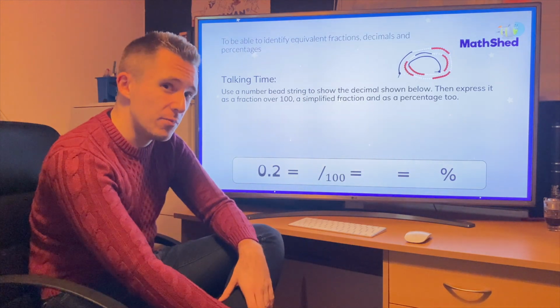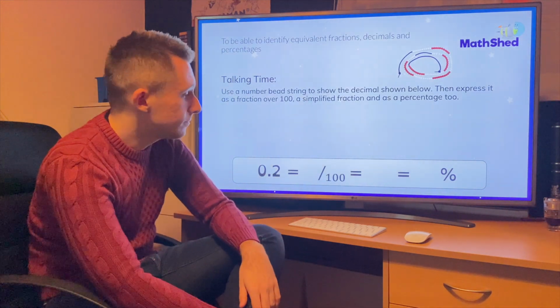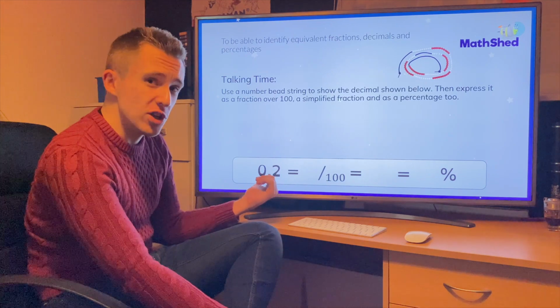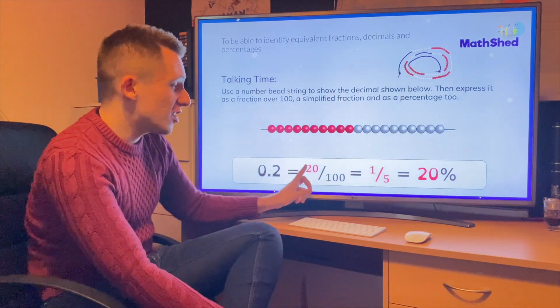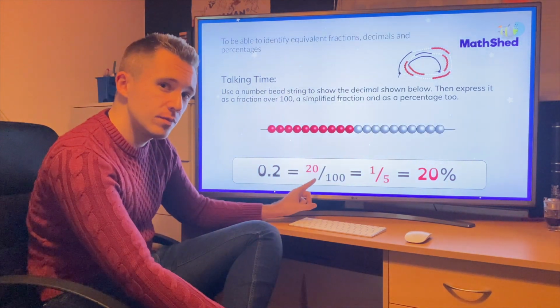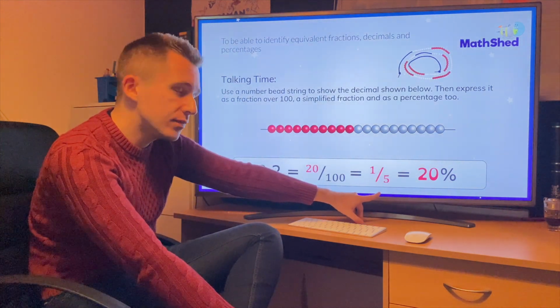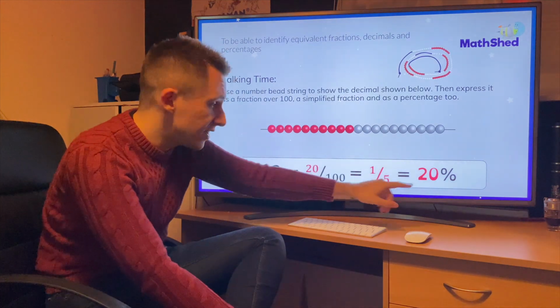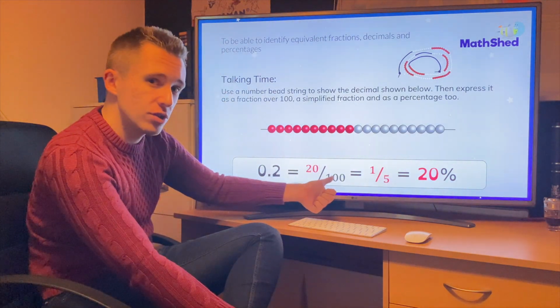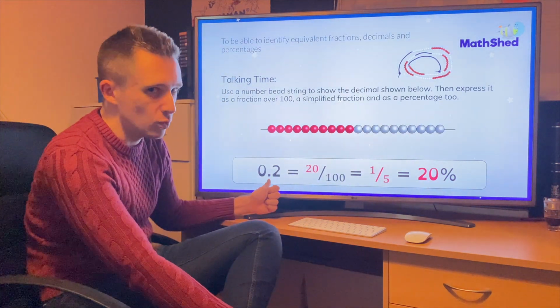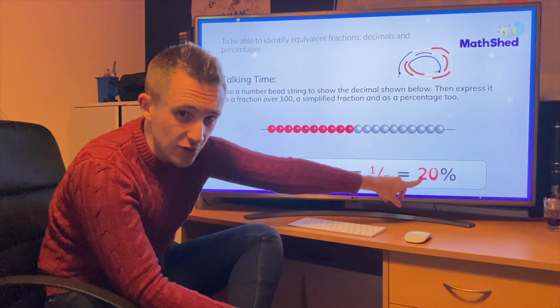Okay, have a go at this one then. Remember the placeholder. So we've got 0.2, which is the same as 20 over 100. That cancels down to 1 over 5, which is the same as 20%. Numerator over 100 gives us the decimal with a placeholder, and it gives us the percentage.